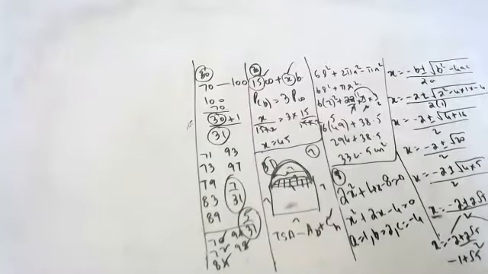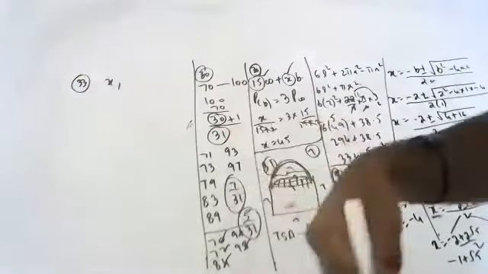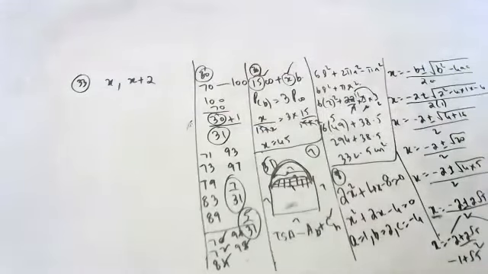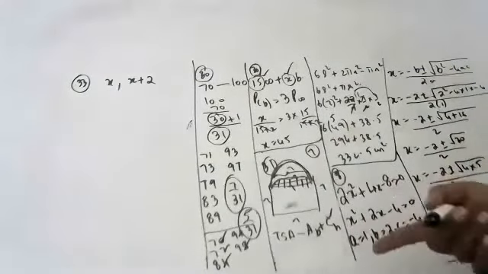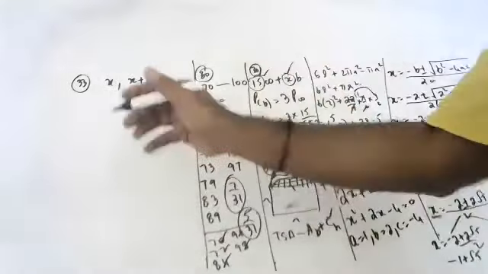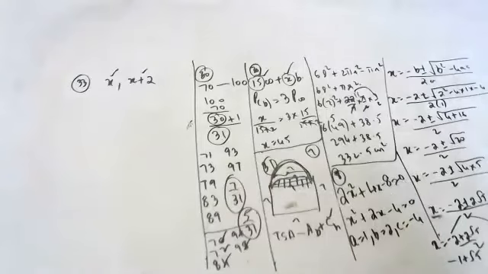The sum of squares of two consecutive odd numbers. Children, if one number is x, what is the other one? If one is x, the other one will be x plus 2. For two consecutive numbers, whether odd or even, the difference is 2 only. If one is x, the other one will be x plus 2.